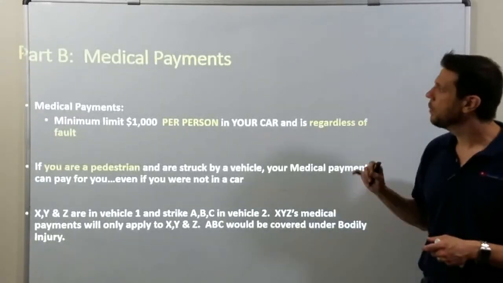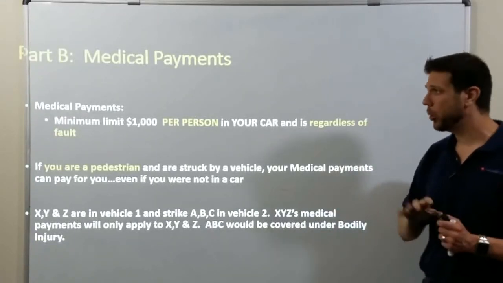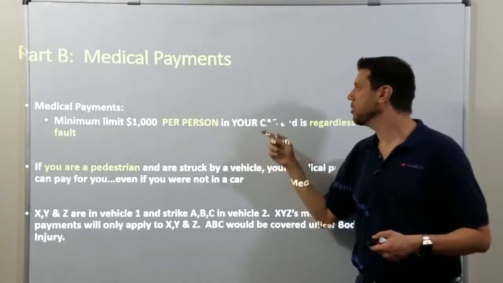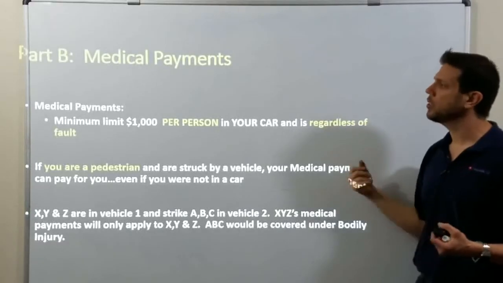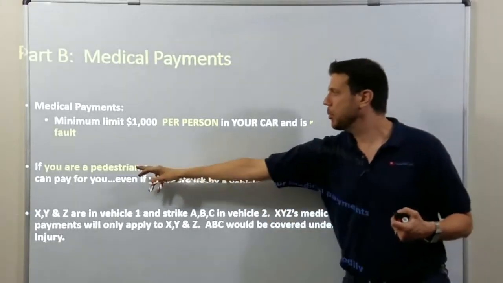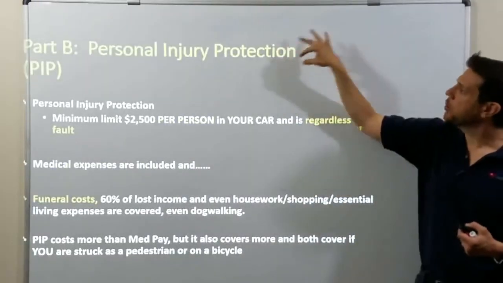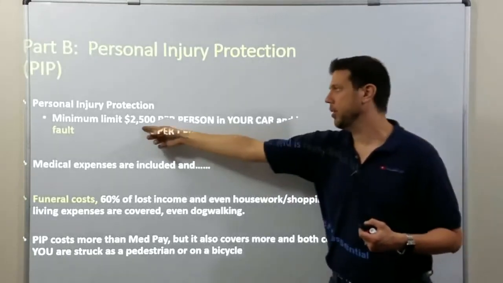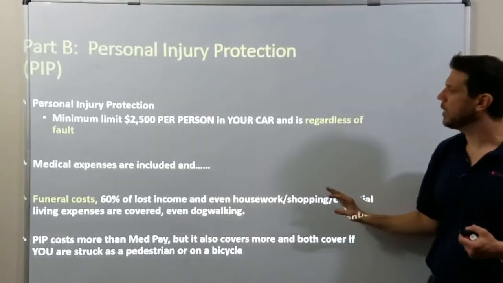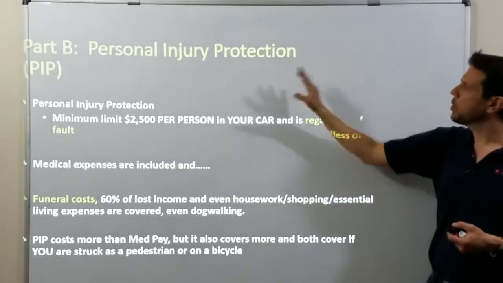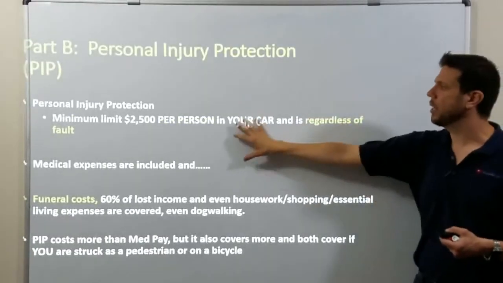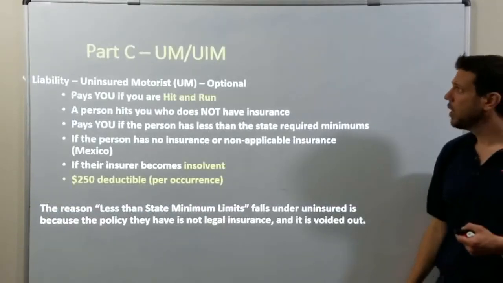Neither does this slide. Let's talk about medical payments again very quickly because it's important on the test. Medical payments pays up to $1,000 per person in your car, regardless of fault. So like if you hit somebody or somebody hits you, you can collect under your medical payments. It also applies if you are a pedestrian. Personal injury protection covers up to $2,500. It'll cover your medical bills, your funeral costs, your income, even things to like have a dog walker. Personal injury protection is better than medical payments, but it costs more. This again pays you and the people in your car.